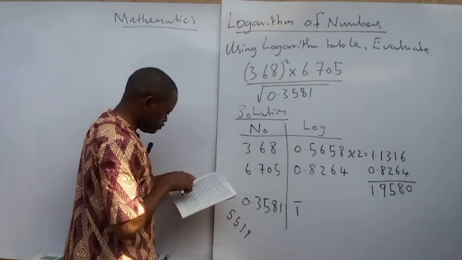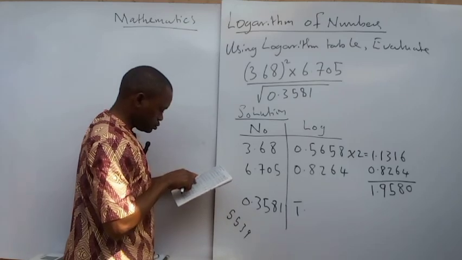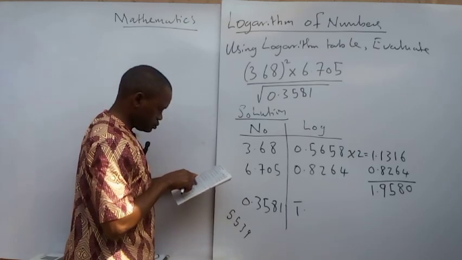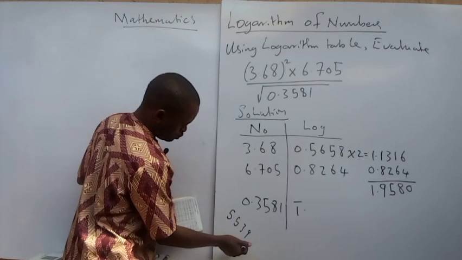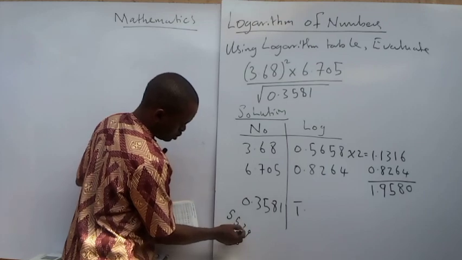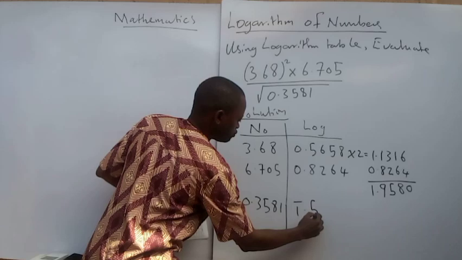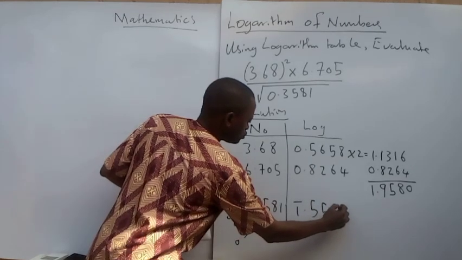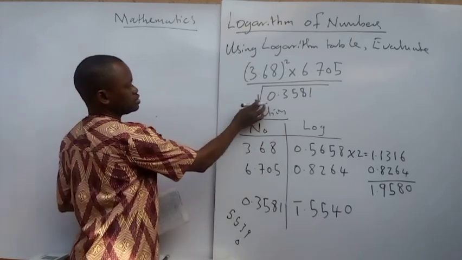5539. There's a difference of 1 there. Difference 1. Difference 1 is 1, so 5539. If you add 1 here, you write 0, carry 1. You become 5540. 5540.